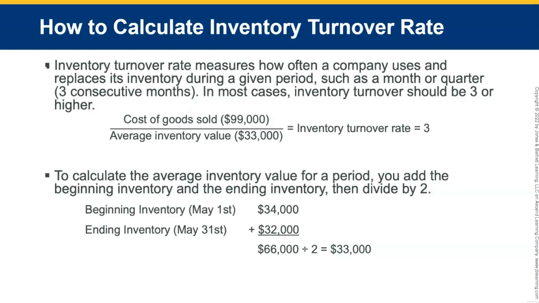To calculate the average inventory value for a period, you add the beginning inventory and the ending inventory, then divide by 2. So if our beginning inventory on May 1st was $34,000 and our ending inventory on May 31st was $32,000, we're going to add those two together and divide by 2 to give us $33,000, which gives us the average inventory value, so we can then use it in that formula on the top of this slide.